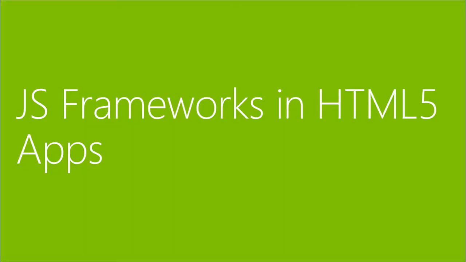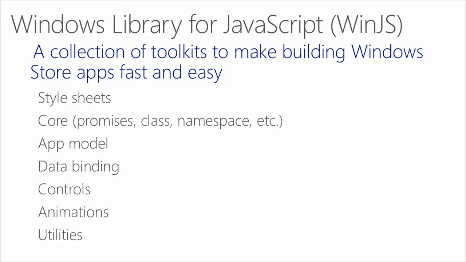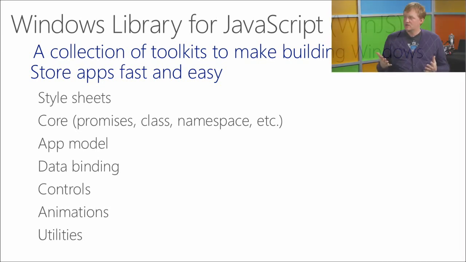So Babylon is a framework that we use inside of the apps. Well, there are other frameworks that we want to walk through really quickly as well. So JavaScript frameworks in HTML5 apps. First of all, let's talk about WinJS. And WinJS allows you to have the Windows look and feel of your components, and it makes it very easy for you to build those components out on the page.